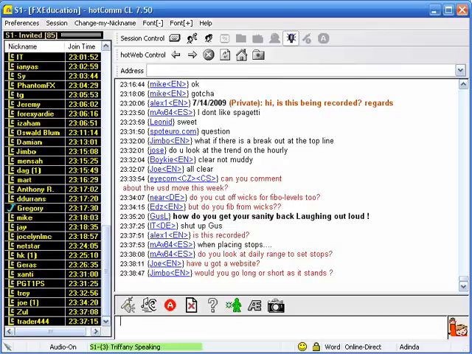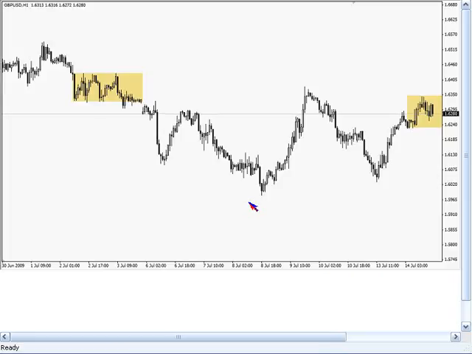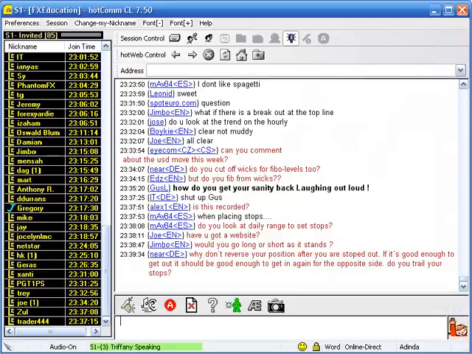Do you cut off wicks for the fib levels too? I love to start with the fib levels, and then I find a support and resistance area that's near that. I don't know if that makes sense or not. I can look at that again if it doesn't, to give you another example. Oh, I know what you're asking, is when I put them on. Yeah, sometimes.